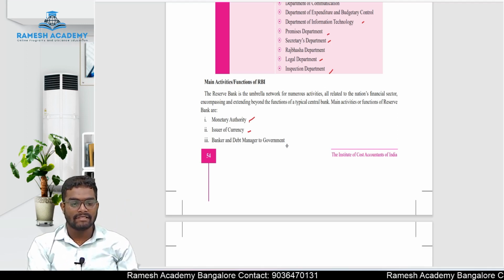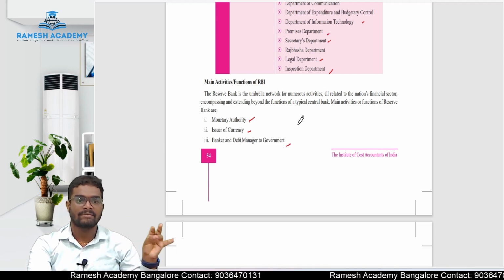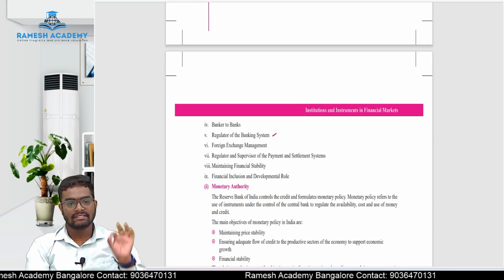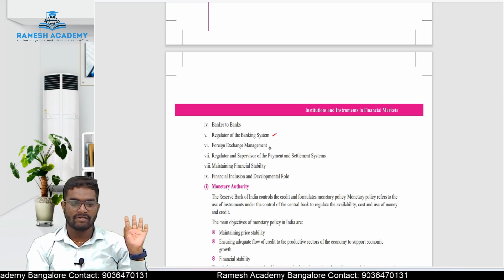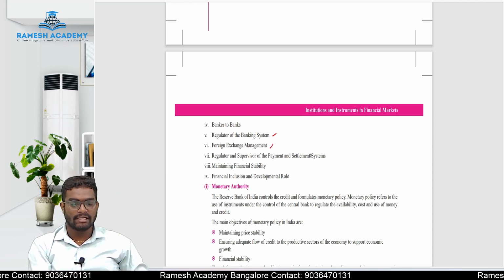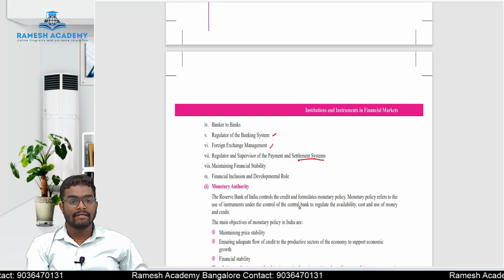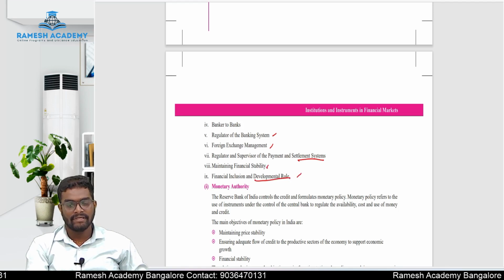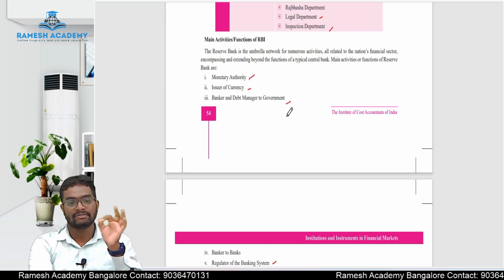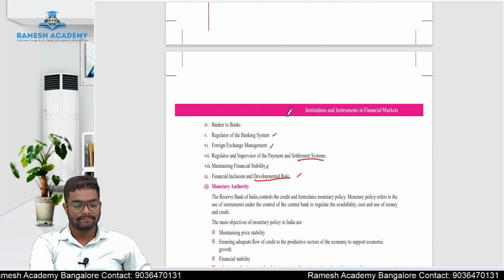Banker and debt manager to the government. It is the bankers' bank as well as the banker to the government. Next, it is the regulator of the banking system because it has the sole authority to do so, and it maintains foreign exchange management. It is the regulator and supervisor of the payment and settlement system, maintains financial stability, and then it has the developmental role. So these are some of the activities, or functions, undertaken by the RBI.